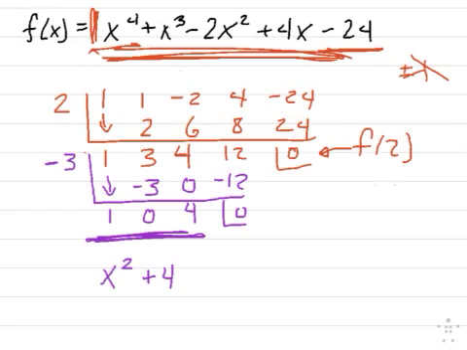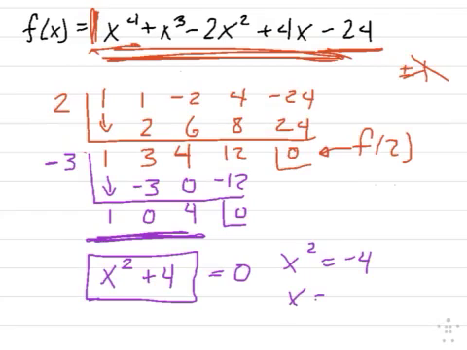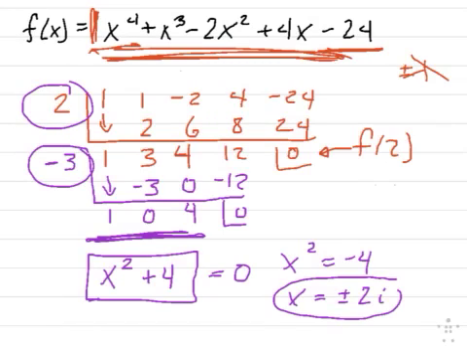Uh-oh. Guess what this is right here? How many real solutions does that have? That has no real solutions. Oh, yeah, because it would have to be imaginary, right? That's right, because if I set that equal to 0, you can see it's going to be x squared equals negative 4, which means x equals plus or minus 2i, and there are my solutions. So my zeros are positive 2, negative 3, and positive 2i and negative 2i. Those are my zeros.